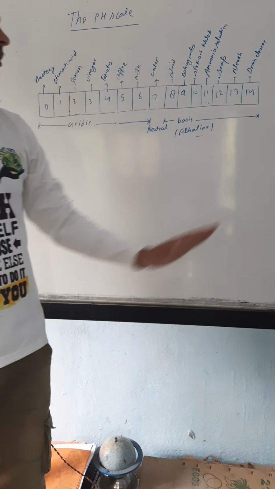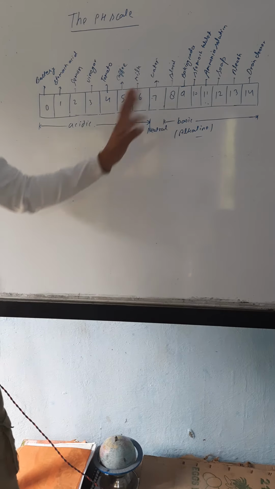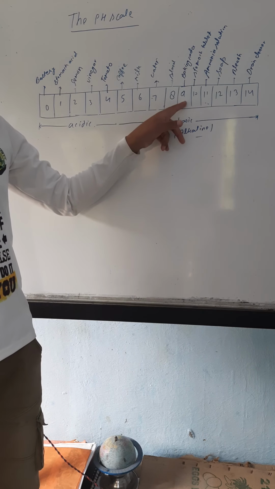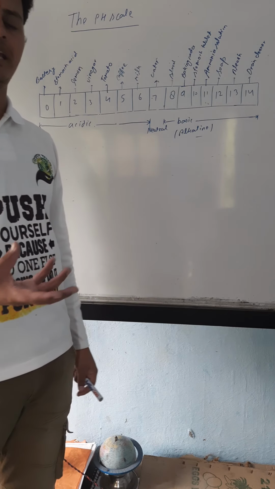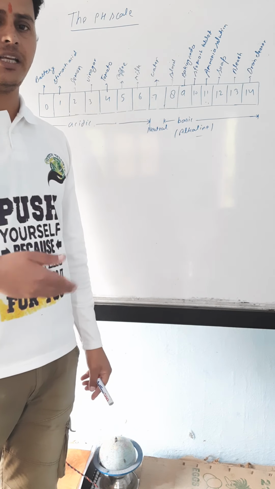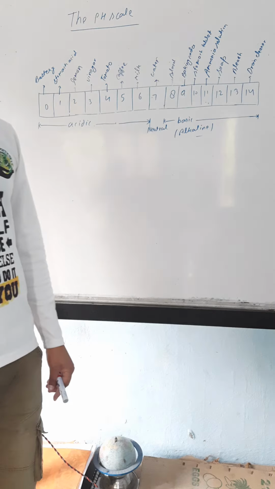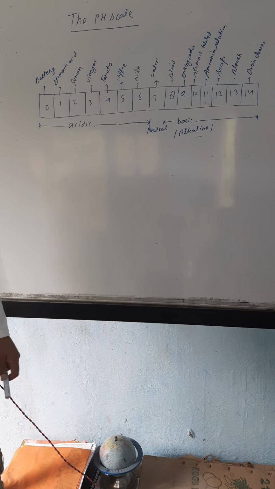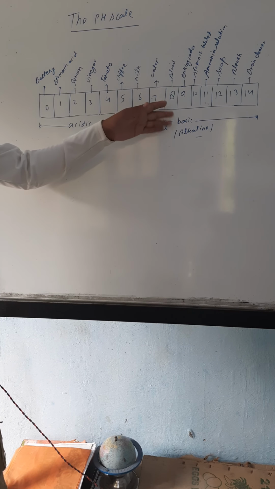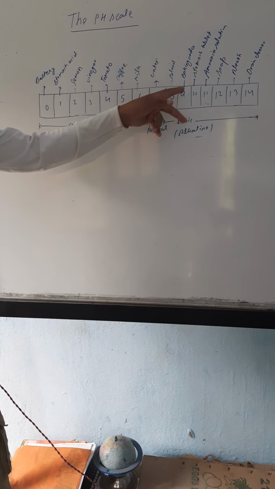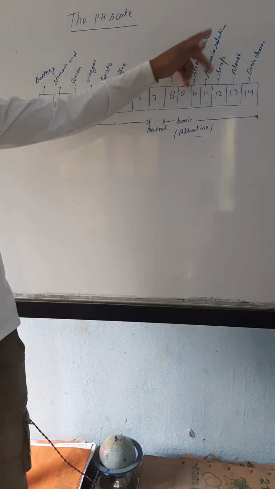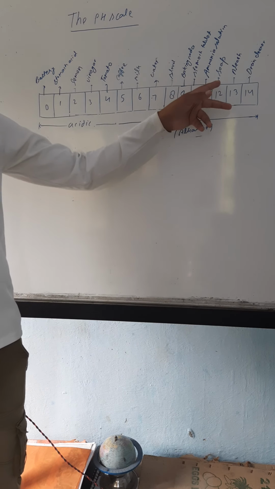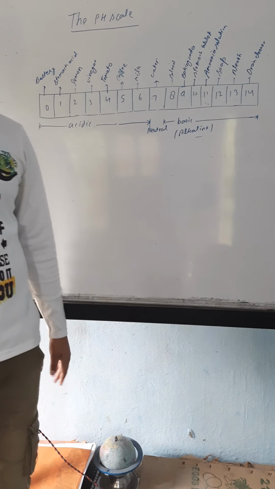Then more than 7, these are all alkaline or basic solutions. Like blood, it has the pH value 8. Baking soda 9. Stomach tablets, like the antacids we take: when the acidic content is higher in our stomach, we take some antacids like milk of magnesia, etc. Their pH value is around 10. Then 11 is the pH value of the ammonia solution. Then the soap that you are using at home has a pH value of around 12.